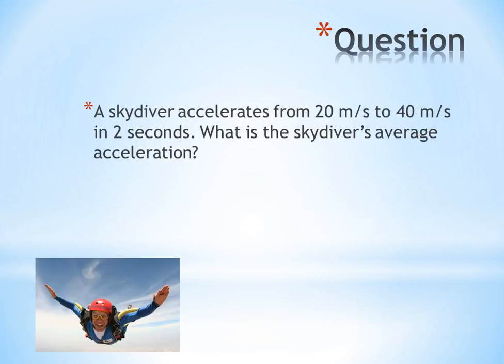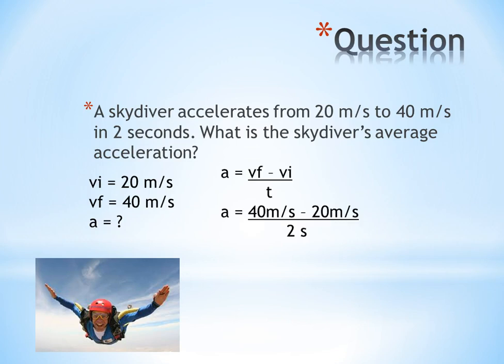We have another question. We have a skydiver. He is accelerating from 20 meters per second to 40 meters per second in 2 seconds. What is the skydiver's average acceleration? So what do I know? I know that the initial velocity is 20 meters per second and the final velocity is 40 meters per second, but I don't know the acceleration. I also know the time, but apparently I forgot to write it down. So that's 2 seconds. I find my equation and put my numbers in. So 40 minus 20 divided by 2, calculate it, and find 10 meters per second.